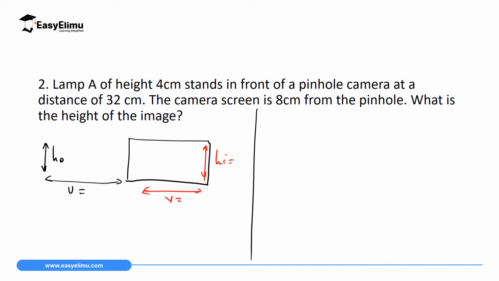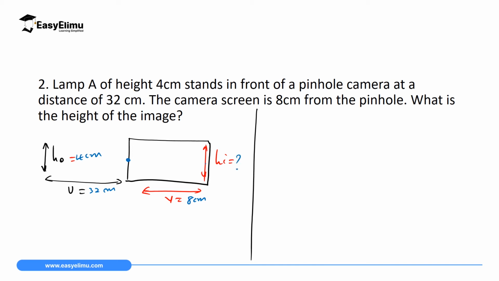Now, do we have the height of the object? Yes, we have the lamp which is standing in front of the pinhole camera, which is 4 centimeter. Then do we have U? Yes, this lamp is standing at 32 centimeters from the pinhole camera, that is U. Then the camera screen is 8 centimeter from the pinhole. This is the pinhole, the screen is 8 centimeter away. Then it means what we have been given here as 8 centimeter is V. Then they are asking, what is the height of the image? They are asking for that image height.